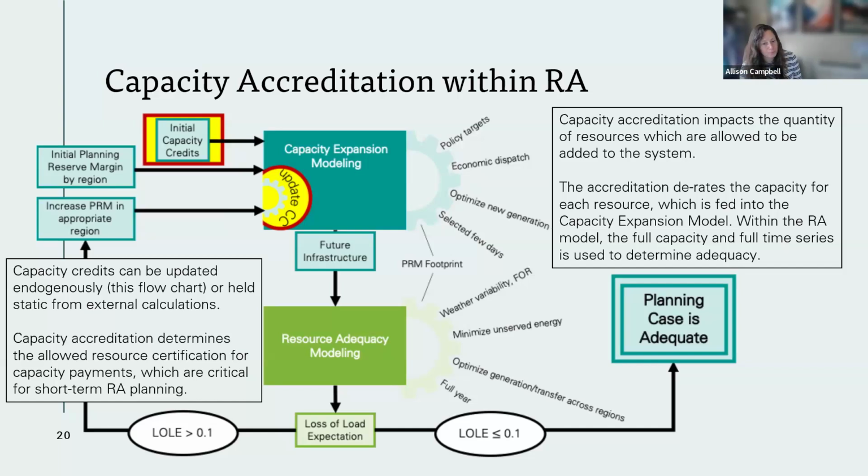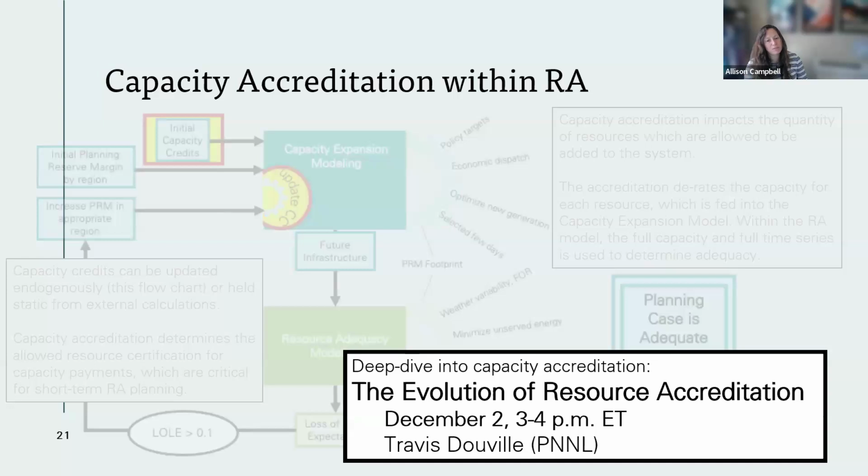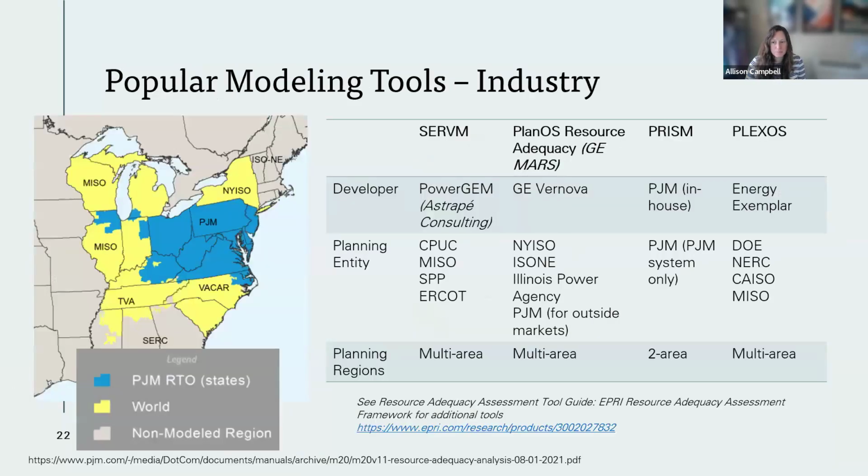Next slide. And then I just want to remind folks that the last presentation in this series is going to be a deep dive into capacity accreditation. This is the evolution of resource accreditation on December 2nd, given by my colleague Travis Duvell from PNNL. Next slide, please. Now I'll touch a little bit on the popular modeling tools in industry for resource adequacy.